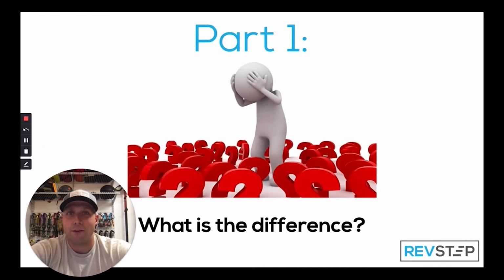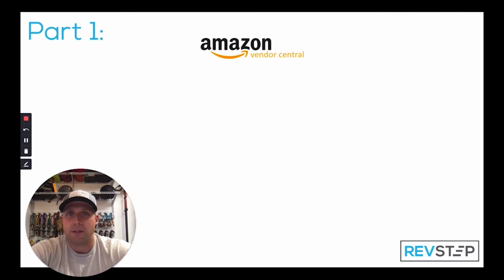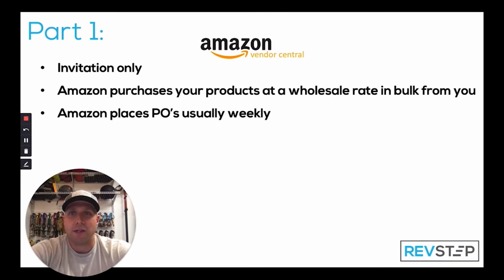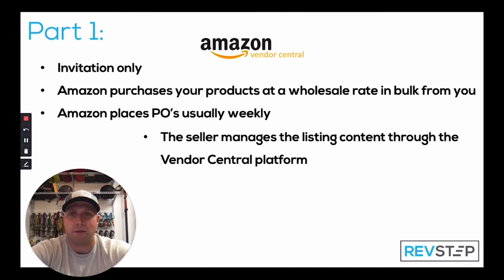So part one, what is the difference between a Seller Central and a Vendor Central account? First, let's start with Vendor Central. Vendor Central is by invitation only, so you have to actually be asked by Amazon to sell on Vendor Central. Amazon places purchase orders directly to you as a company at a wholesale rate. They buy from you in bulk. Amazon usually places those purchase orders once a week. Usually they're placed by Monday, and you have that week to send out the inventory.